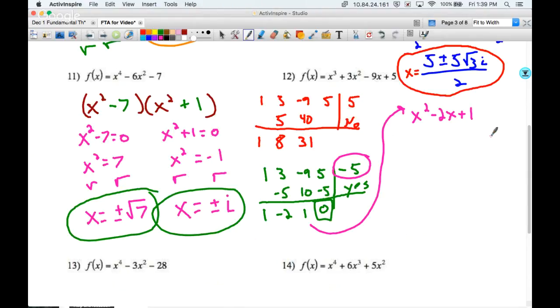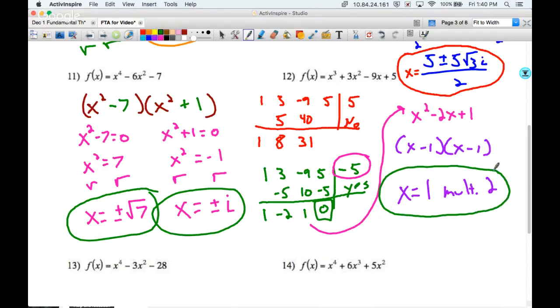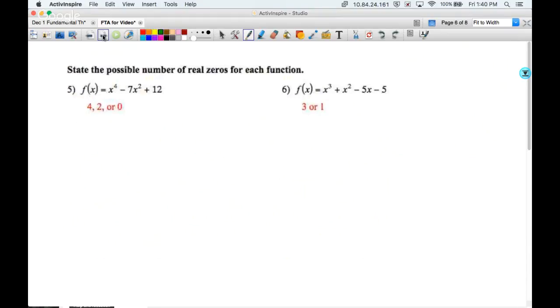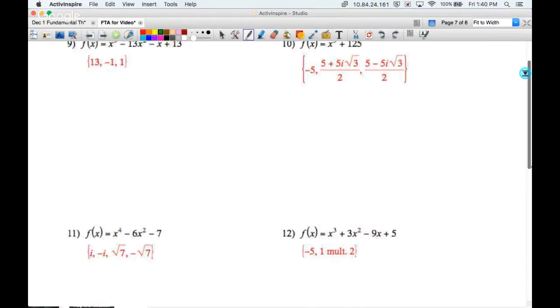Is that factorable? I think so. I think just write it out to be sure. X minus 1 and x minus 1, those add up to be negative 2 and multiply to be positive 1. Yep. And so then we get x equals 1 with multiplicity 2. So those are roots 2 and 3. I think we got negative 5 and 1 with multiplicity 2. Let's see if we got that right. Negative 5 and 1 with multiplicity 2. Good.